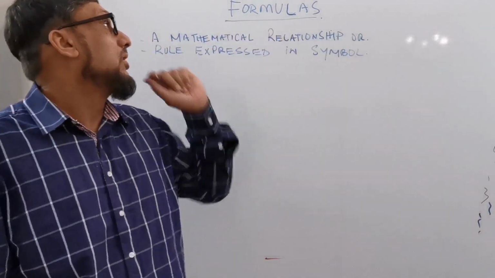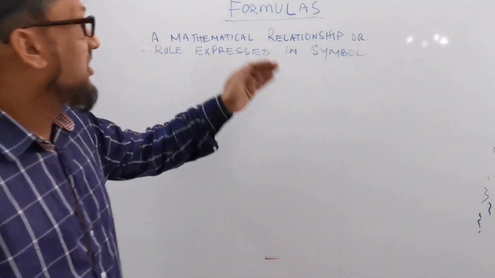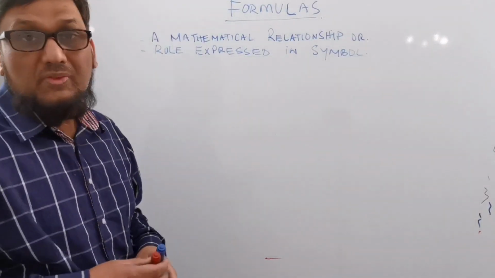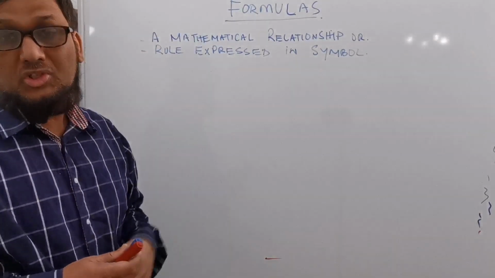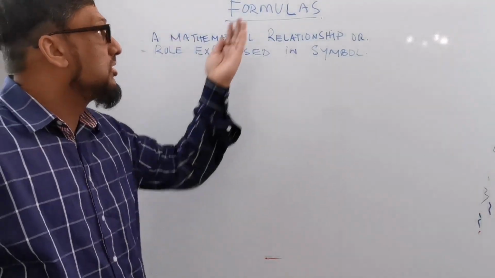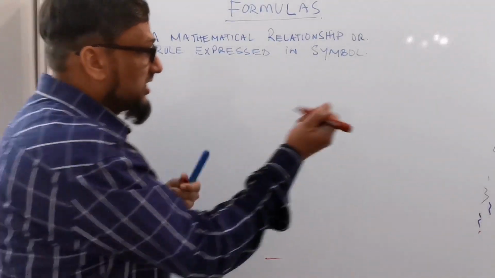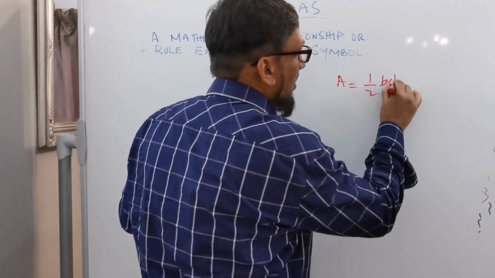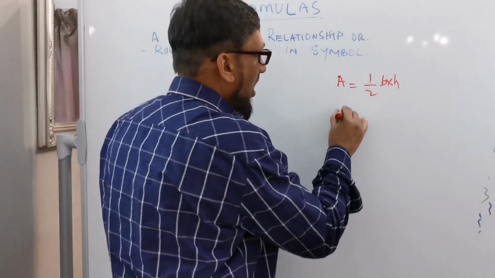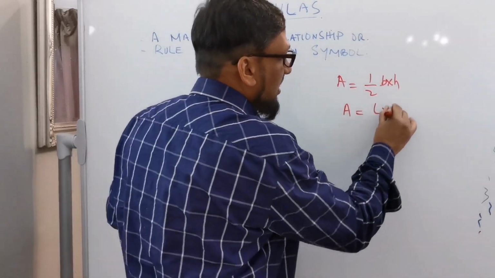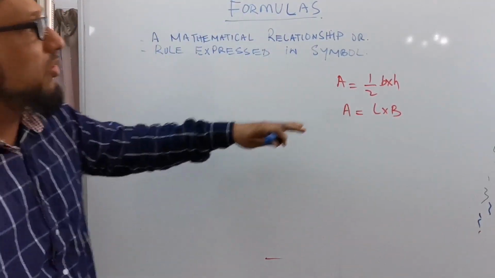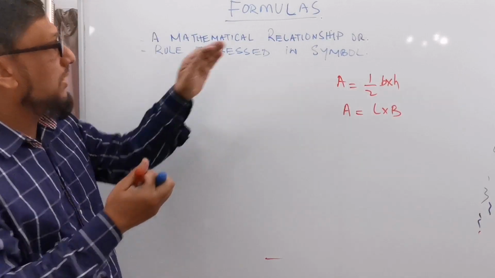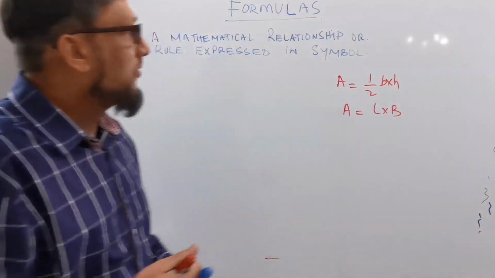It's called formula. A formula is a mathematical relationship or rule expressed in symbols. As in our last video about the area of a triangle or perimeter, we use different formulas. For example, the area of a triangle is half base times height, and the area of a rectangle is length times breadth. So this is called a formula. We need to understand further about formulas in terms of the exam.